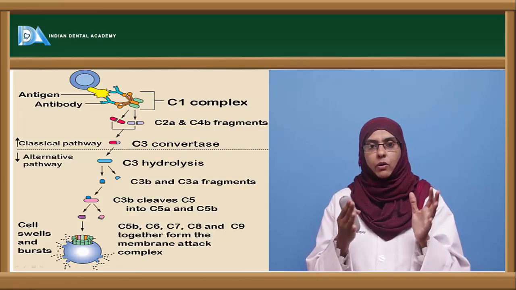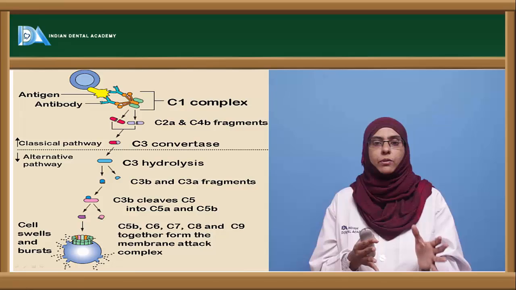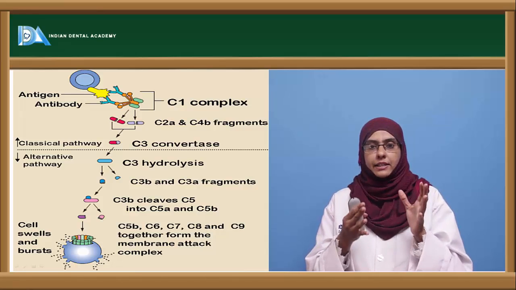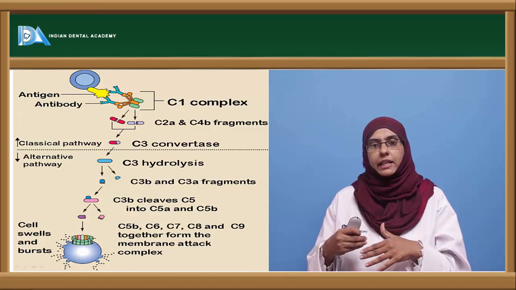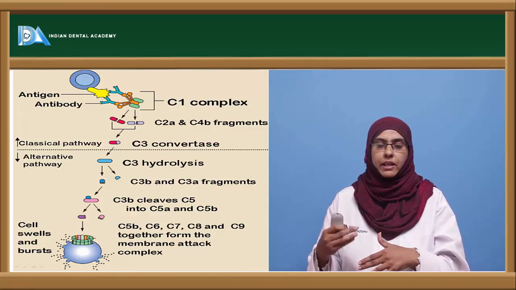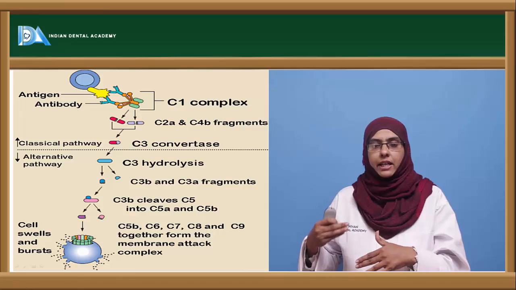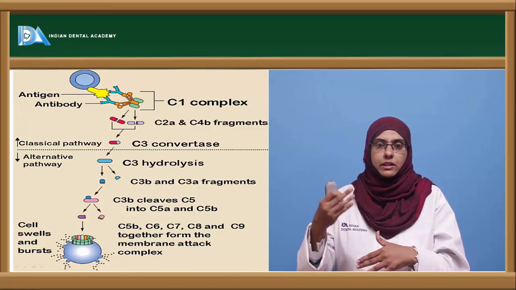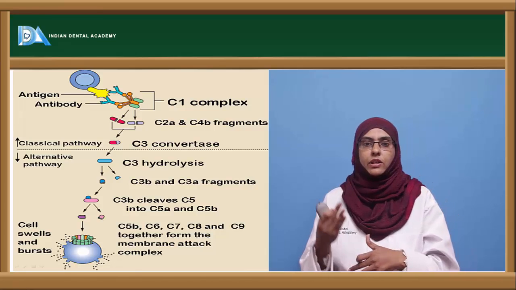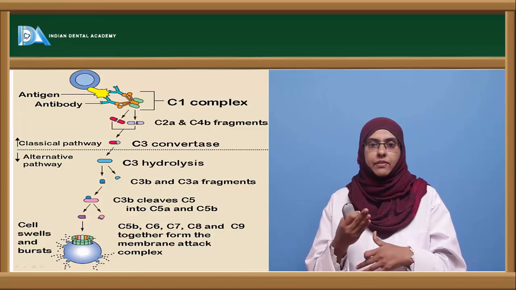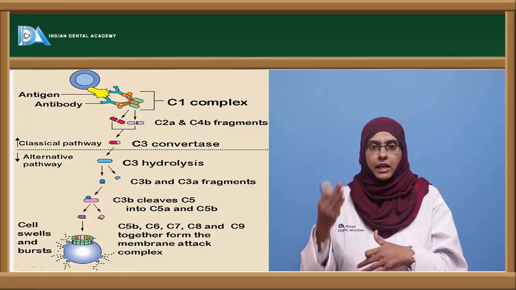Now we have the whole complex of C1, 4b, 2a, 3b and C5b. This is ready to take over and cleave the C6 molecule. From then we have the 6, 7, 8 and 9 molecules coming together to form the pore on the bacterial surface: C5b, C6, C7 and then C8.